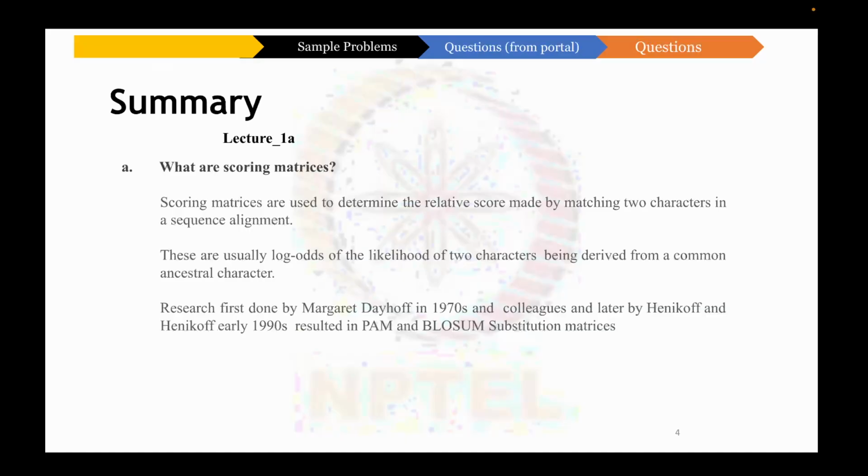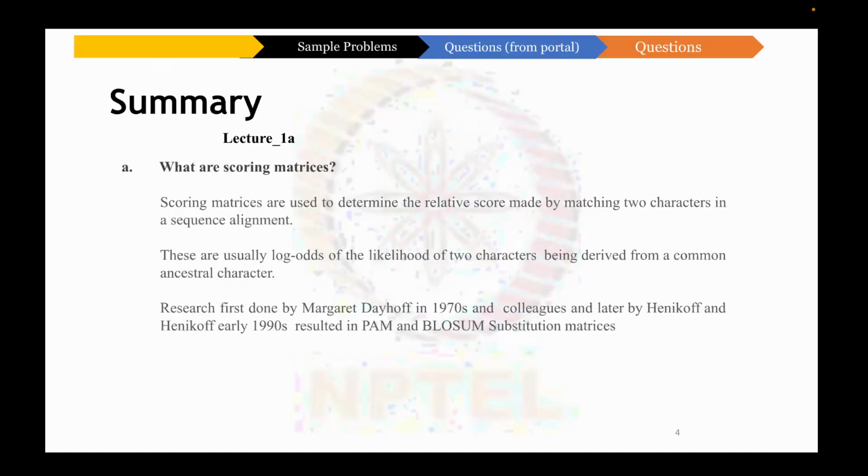This week's lectures are mostly about the scoring matrices such as PAM and BLOSUM, followed by how dynamic programming alignment methods such as Needleman-Wunsch and Smith-Waterman are performed. We'll take up some numericals on solving these two, followed by an introduction to BLAST.